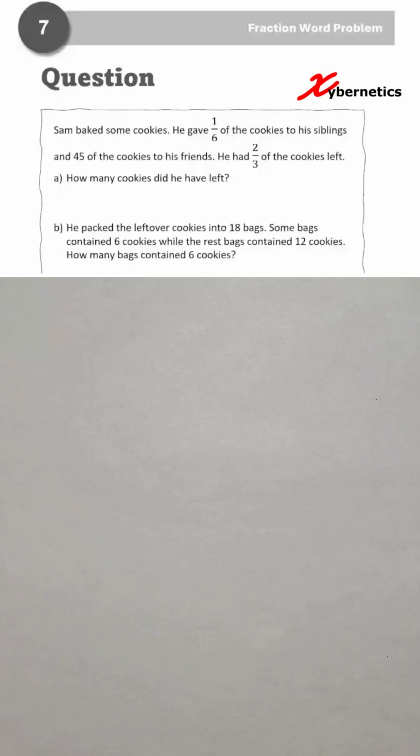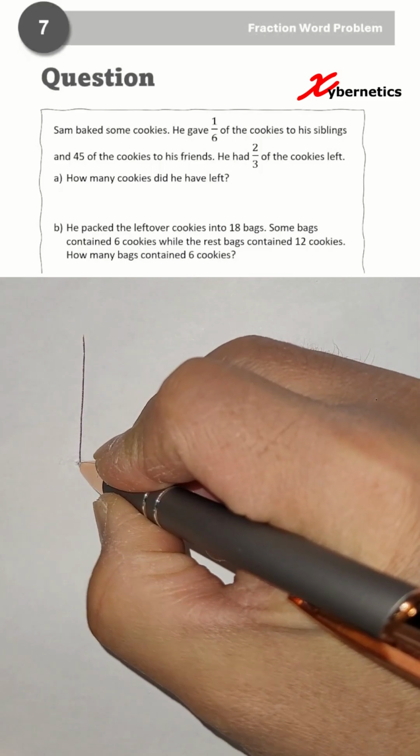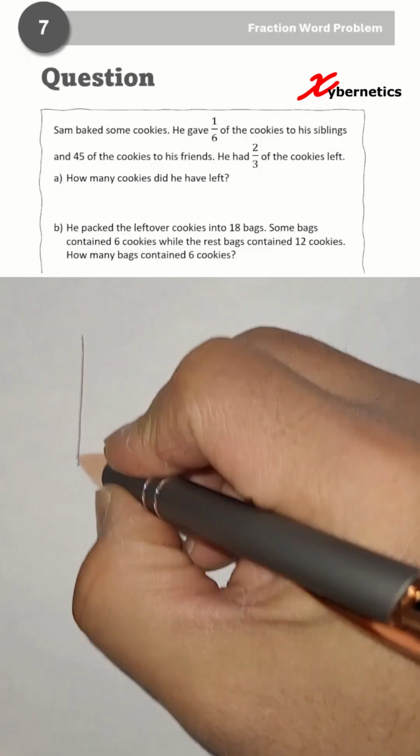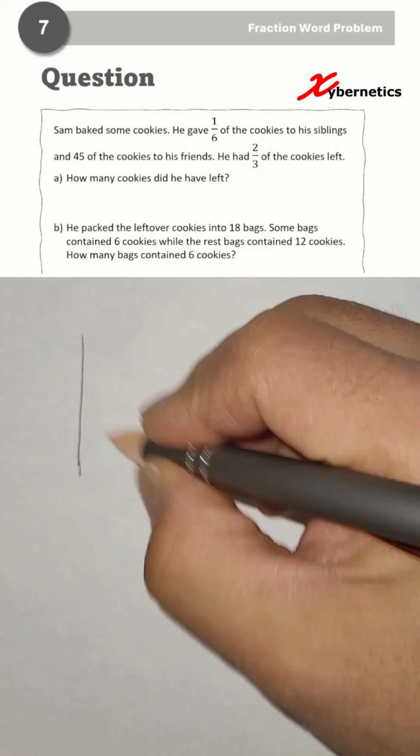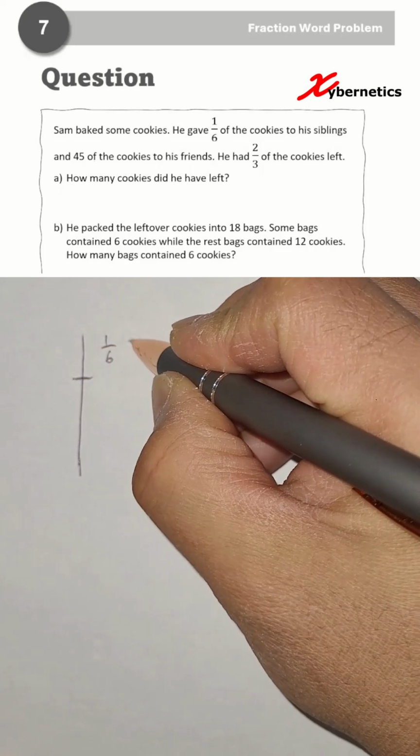We're working on question number 7 here for our fraction word problem workbook. The question says that Sam baked some cookies and he gave 1/6 of the cookies to his sibling. As before, I'm going to create a straight line to indicate the entire number of cookies that he baked. On the right hand side, I'm going to populate with the fraction itself. So he gave 1/6 to the sibling.